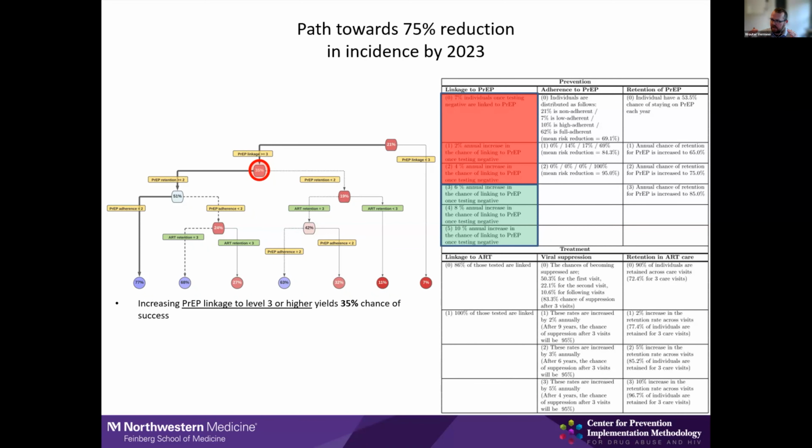Then we have a branching out into 2 trees, one describing PrEP linkage, so essentially lifting PrEP linkage to at least level 3 or higher. And what is the improved chance of attaining that goal of 75% reduction by 2023? In this case, we jump from 21%, which is the top node, to 35% just by adding that set of interventions.